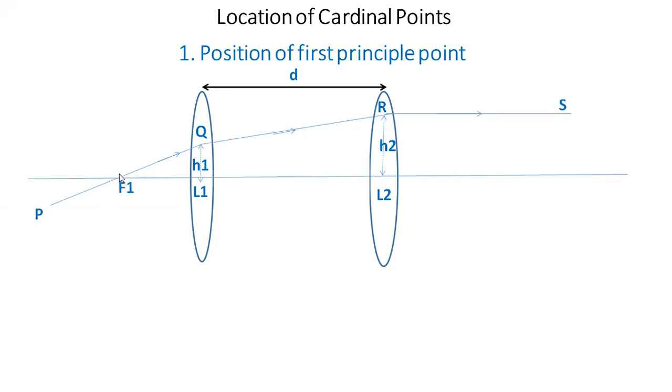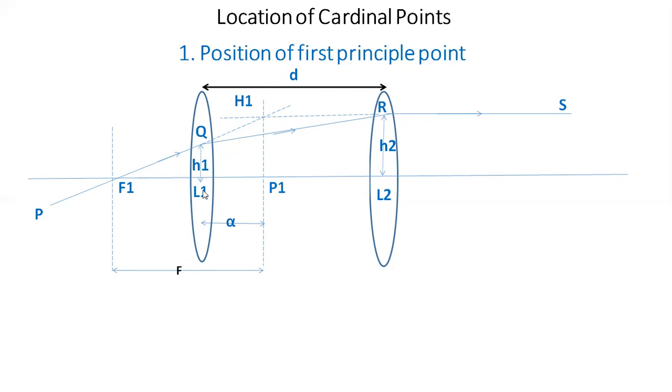And we know this is the position of the first focal point, and the plane passing through the first focal point and perpendicular to the principal axis is called the first focal plane. We have to extrapolate the incident light in the forward direction and the emergent light in the backward direction. They meet at the point H1. The plane passing through H1 and perpendicular to the principal axis cuts the principal axis at point P1, and the distance between F1 and P1 is called the equivalent focal length of the lens system.